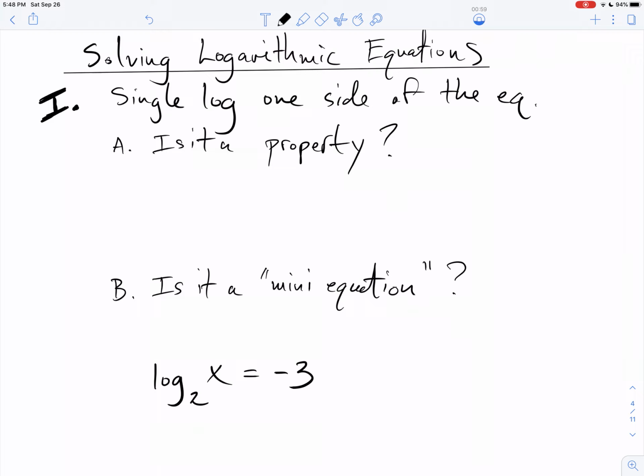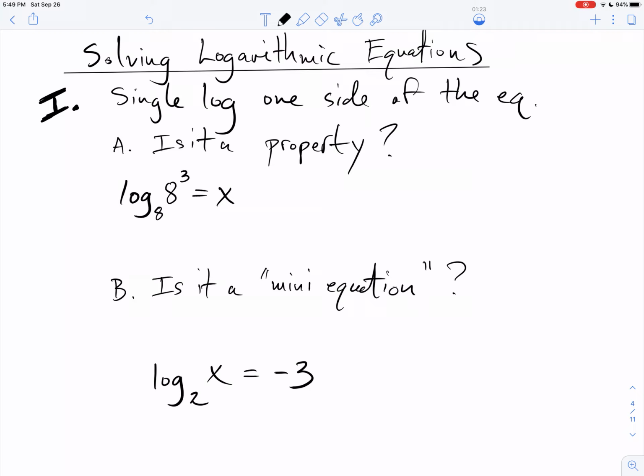So the first thing you ask yourself is, is it a property? Because sometimes you will just see something like log base 8 of 8 to the third equals x. Well, you don't have to show me any work at all. The answer's 3. Why? That's a property.